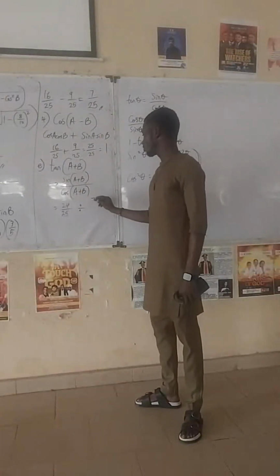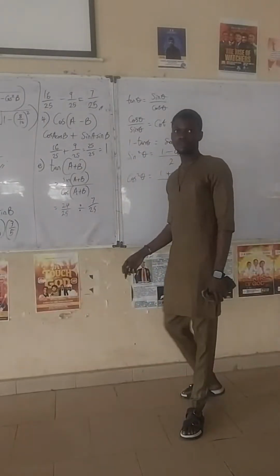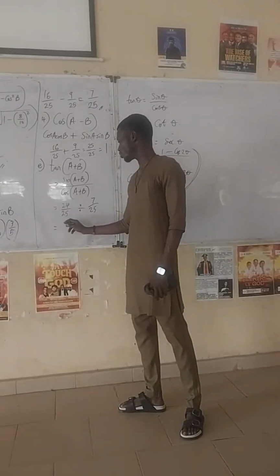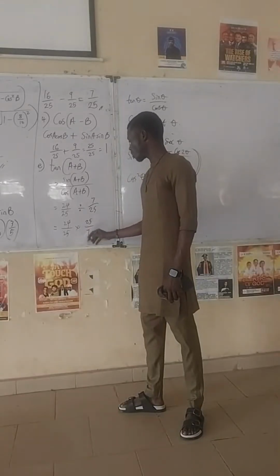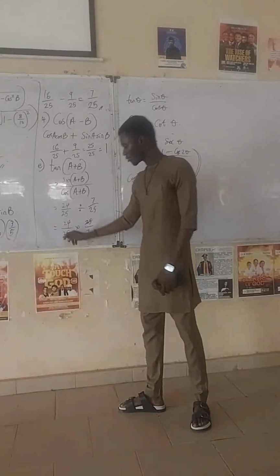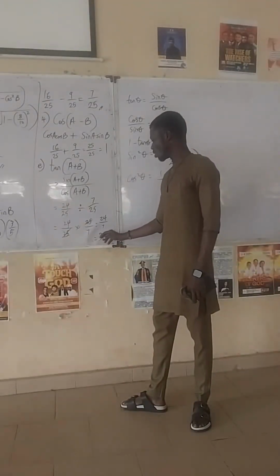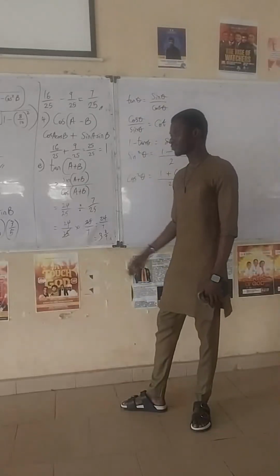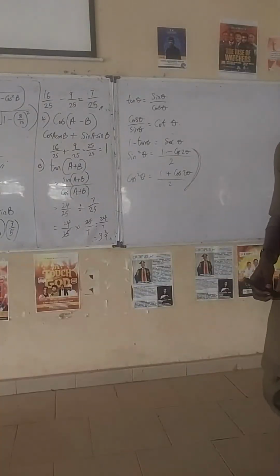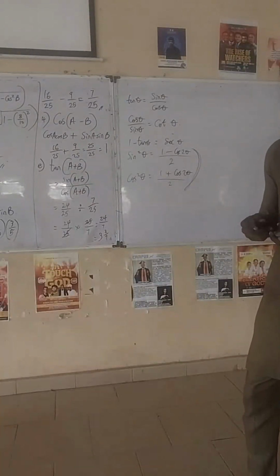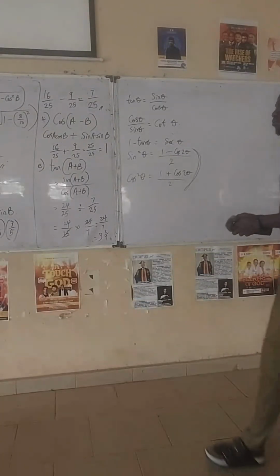7 over 25. Division of fraction turns to multiplication. The denominator changes to numerator. That's 24 over 25 times 25 over 7. Right? This comes to 24 over 7. So that's number 1. Although we have more questions like that on trigonometry, these are the few ones I've been able to go through.